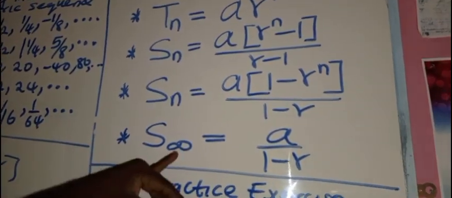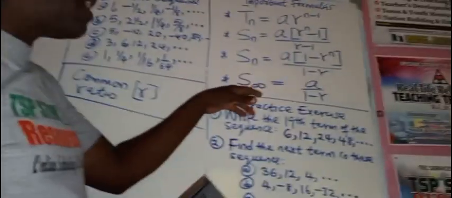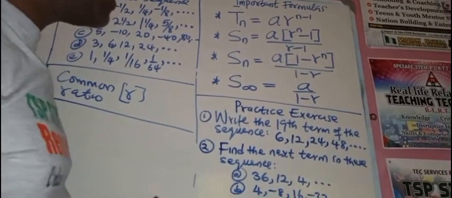Then this one, when n approaches infinity, the sequence sometimes, when it is reducing, can tend to infinity. When you are listing something and it keeps on reducing, you go to the negative and keep on reducing. Is that clear? So there may be need for you to calculate the sum to infinity. We try to see how to apply this.